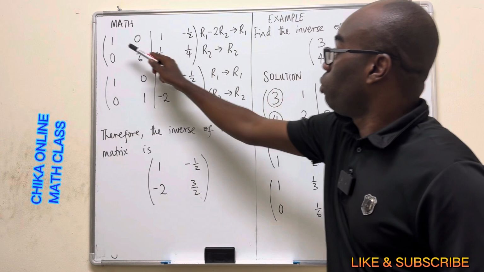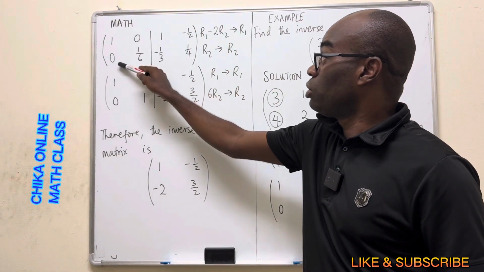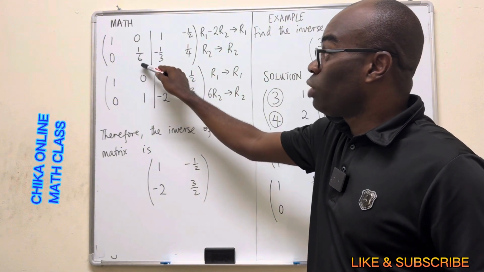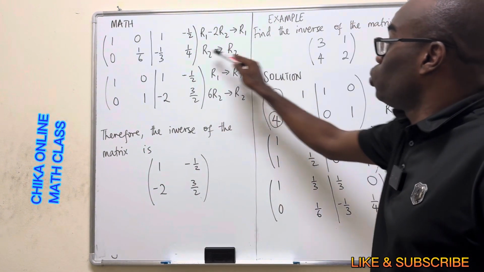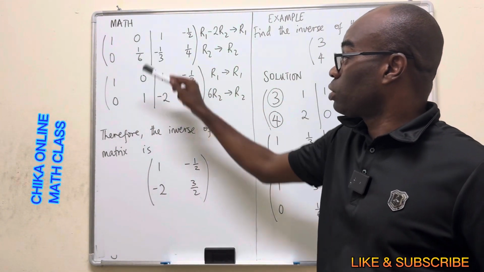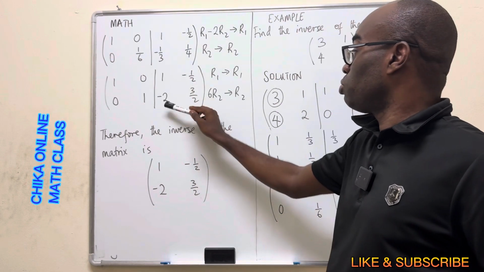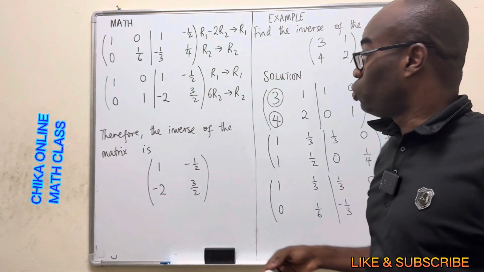So we already have 1, 0, 0, and 1 over 6. Now we want to have 1 here. So we simply multiply this row 2 by 6, so that 6 times 1 over 6 will give us 1. If you use 6 times this, we have 1. Use 6 times this, we have minus 2. Use 6 times this, 6 over 4, which is 3 over 2.